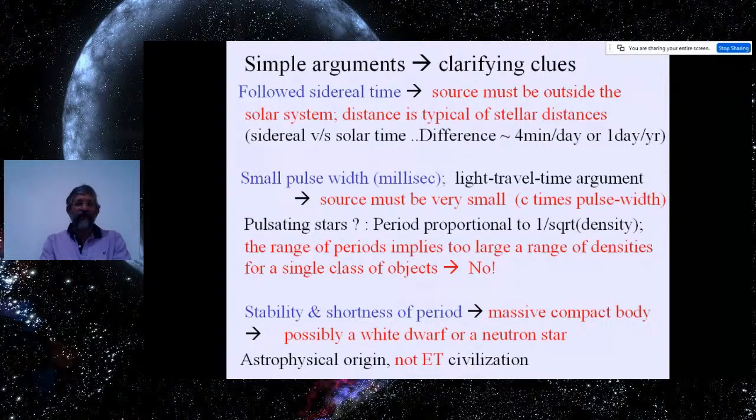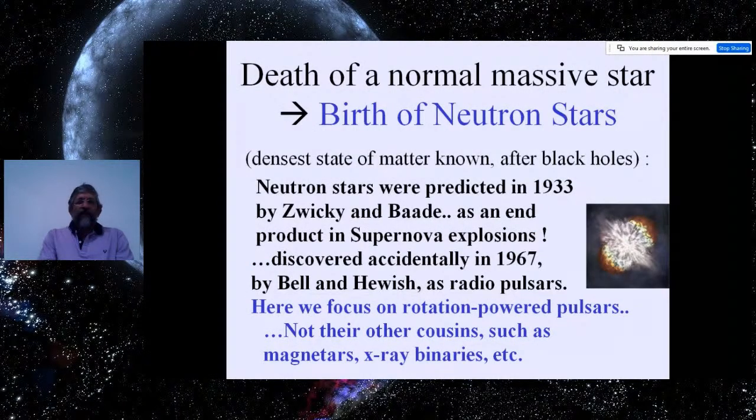Only two possibilities fitted the bill. One was a white dwarf and the other a neutron star. Certainly, it was clear that we are looking at things which are of astrophysical origin and nothing to do with extraterrestrial civilization. So, of course, the possibility of neutron stars being the end result of the death of a massive star was already talked about way before the pulsar discovery by Zwicky and Baade in their classic paper of 1933, where they said that as an end product of a supernova explosion, you would get a neutron star.